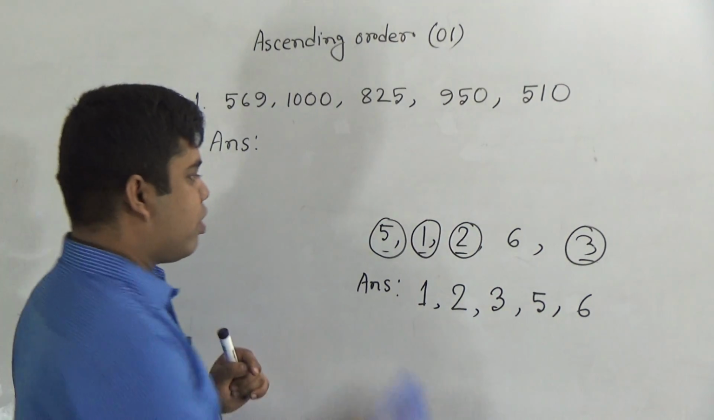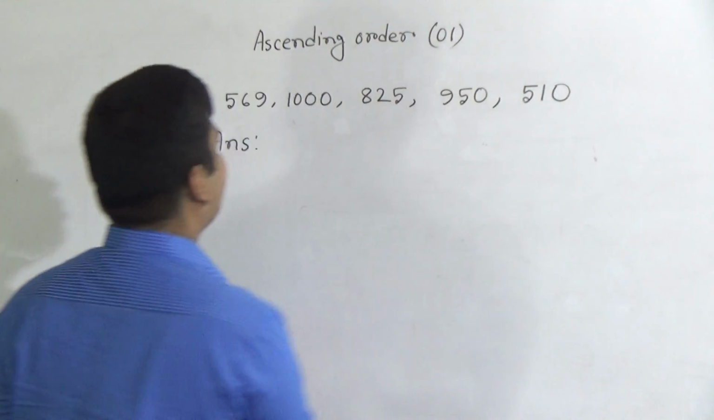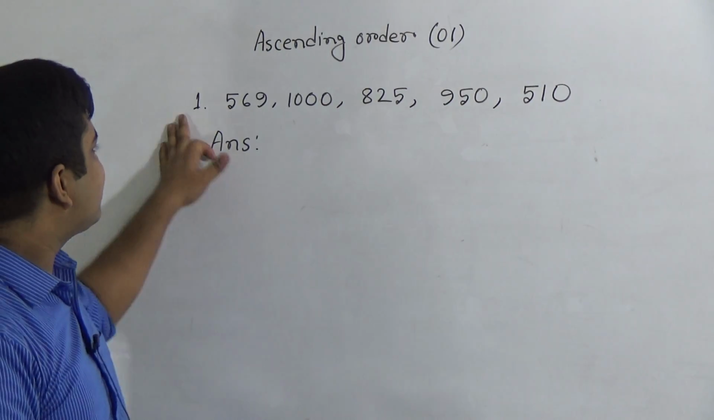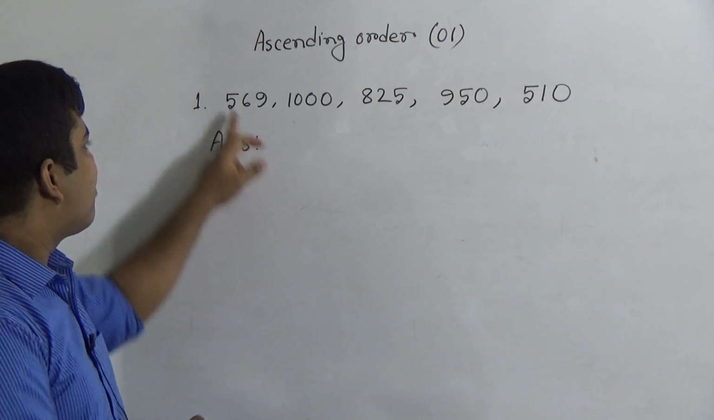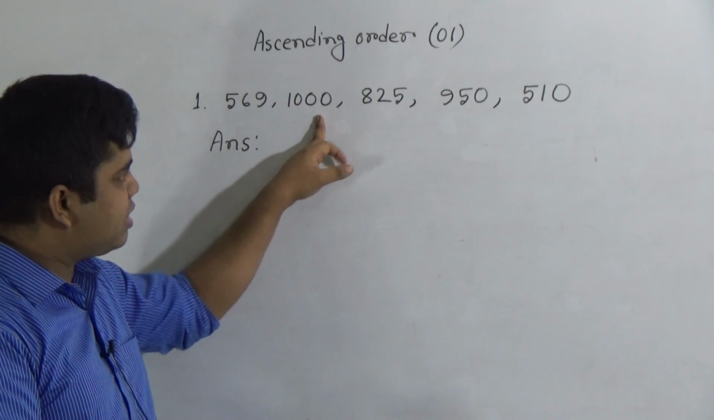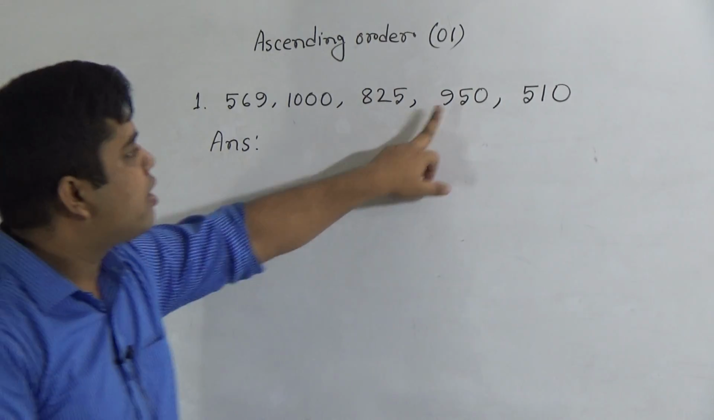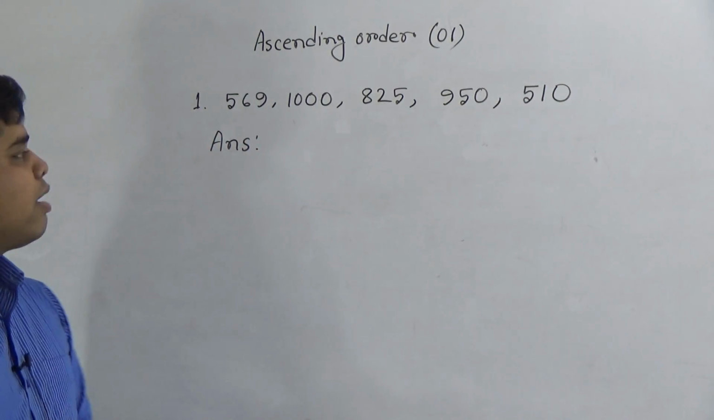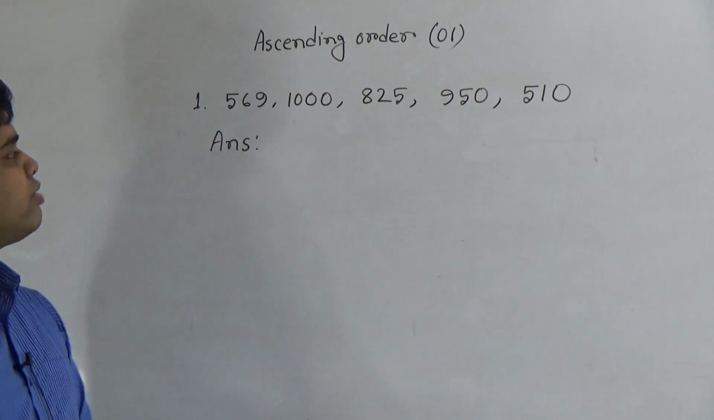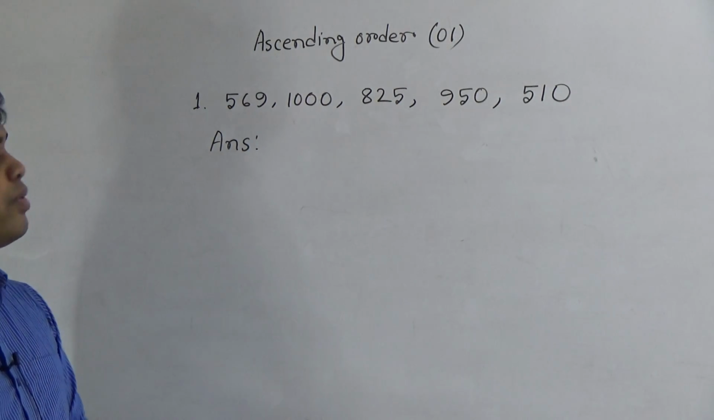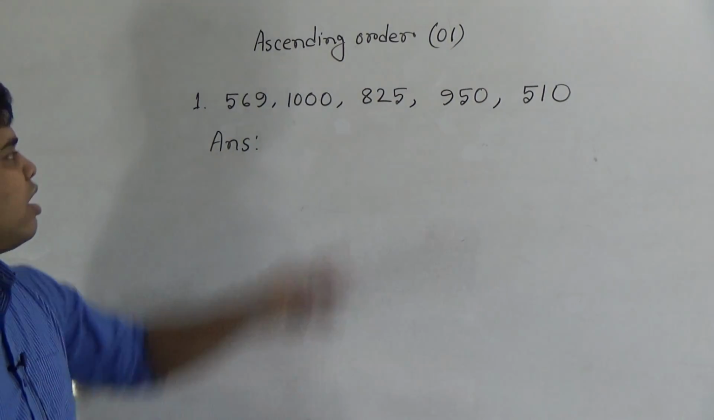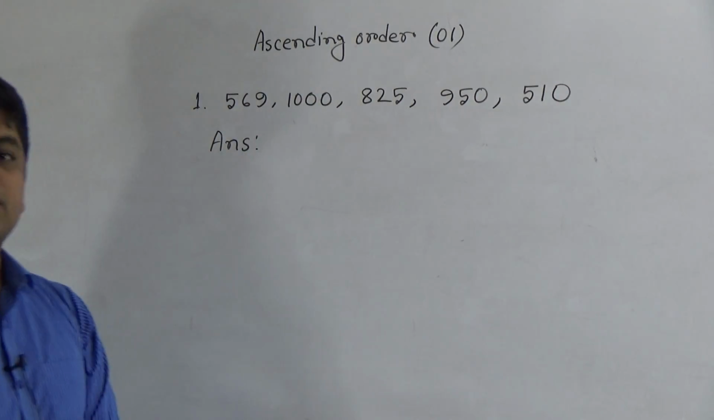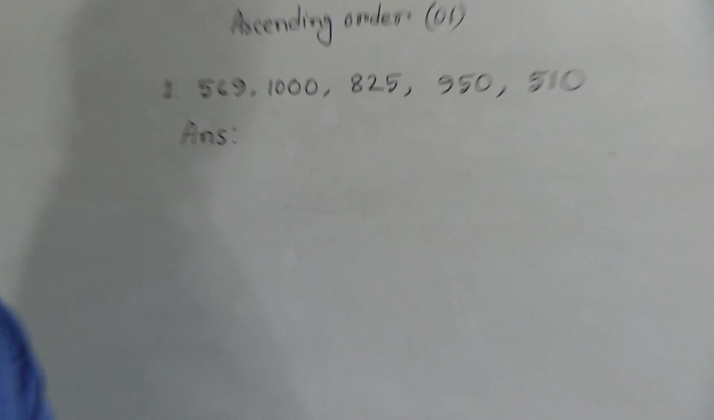Just like this one, my dear students, one problem will be solved in our class and another problem will be your SW. Notice here 5 numbers are given: 569, 1825, 950 and 510. These numbers are given, but the numbers are not arranged. We need to arrange these numbers, but in which form? Ascending order or descending order? We want to arrange these numbers into ascending order. Okay, that means from smaller to larger.